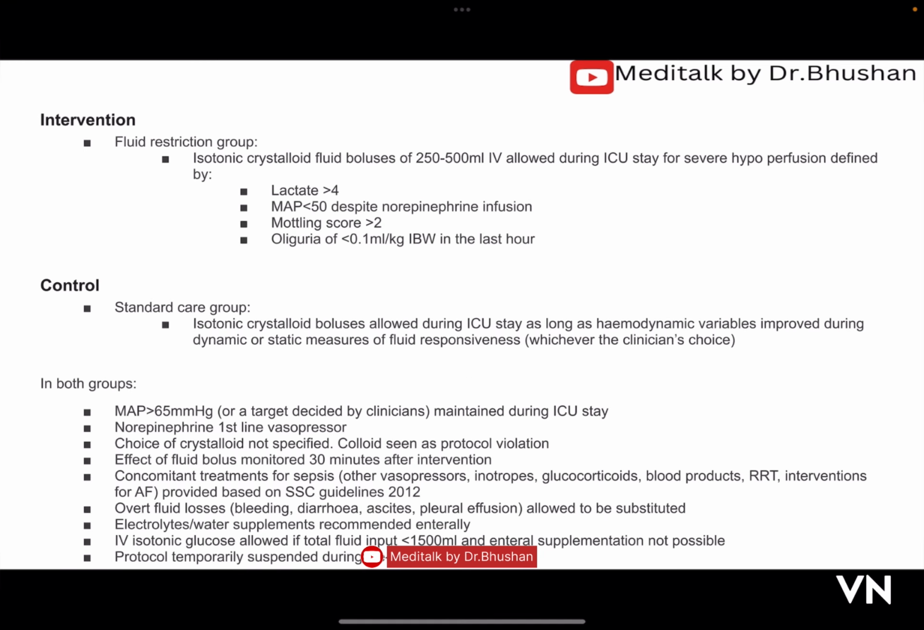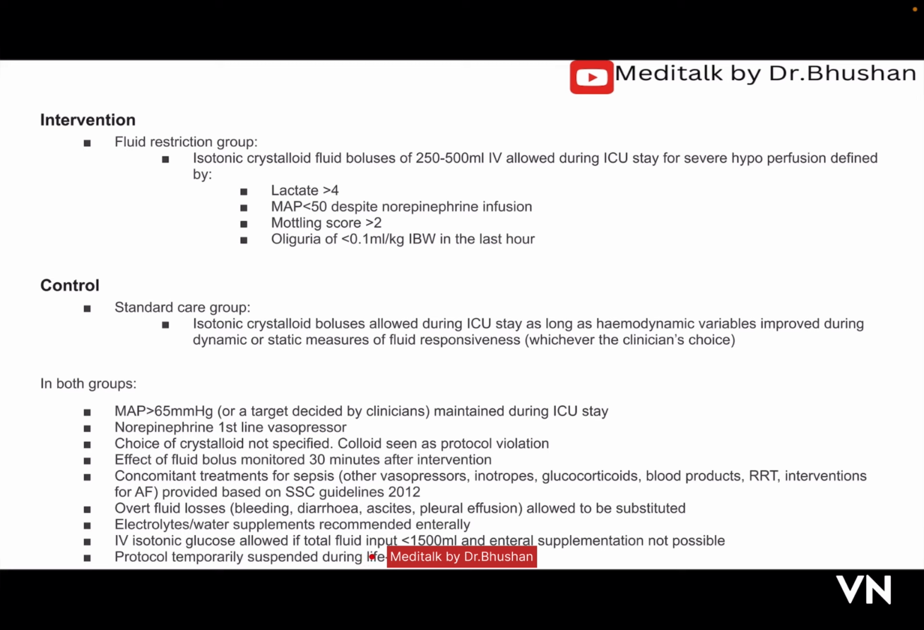Intervention for this study: fluid restriction group. Isotonic crystalloid fluid boluses of 250 to 500 ml IV allowed during the ICU stay for severe hypoperfusion, defined by lactate more than 4, MAP less than 50 despite norepinephrine infusion, mottling score more than 2, oliguria less than 0.1 ml per kg ideal body weight in the last 1 hour.